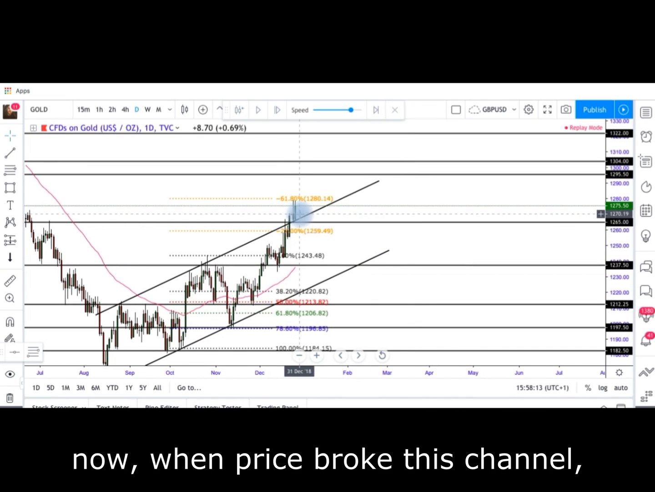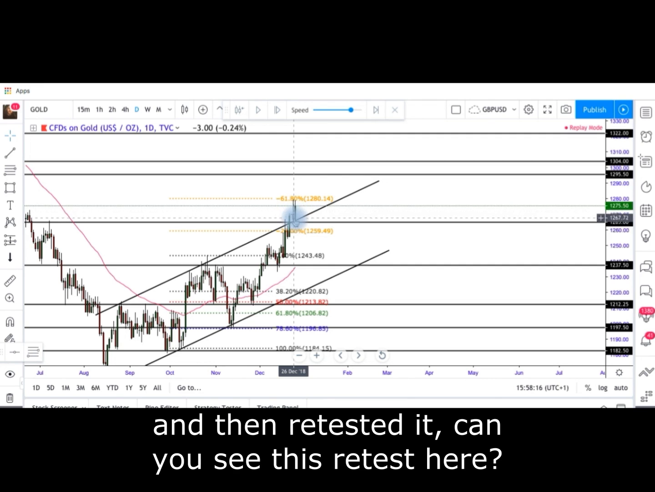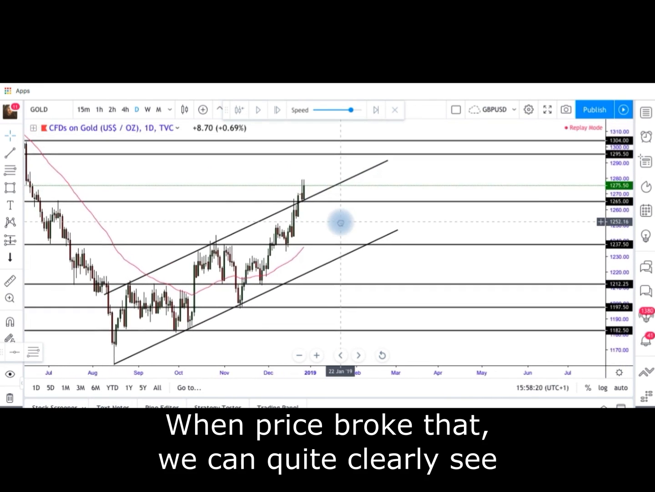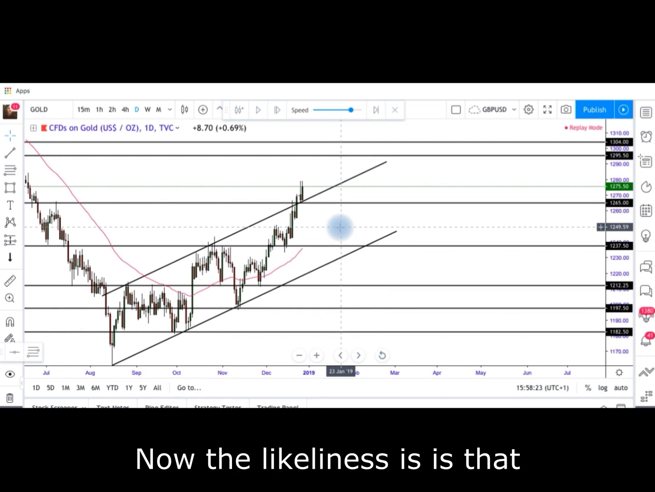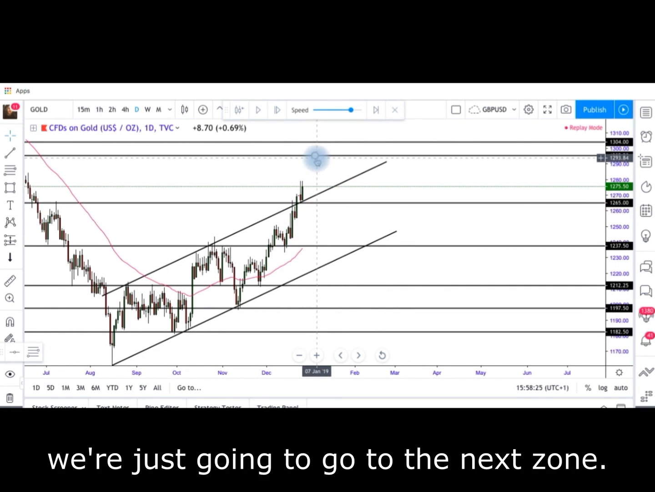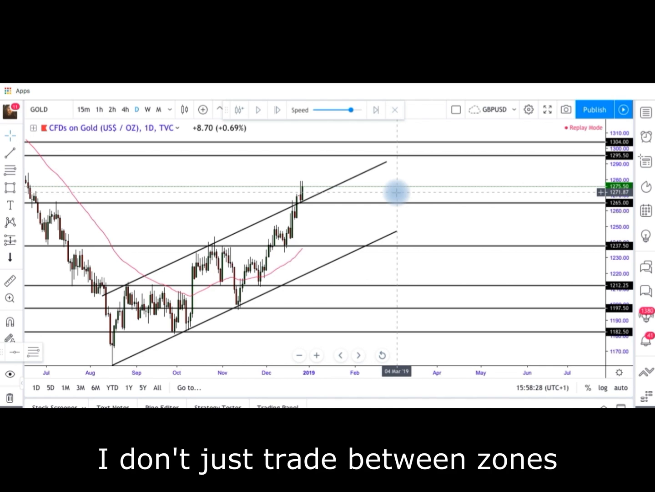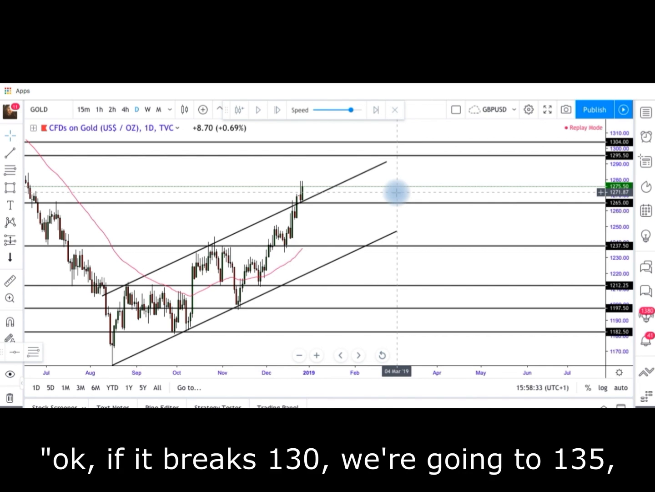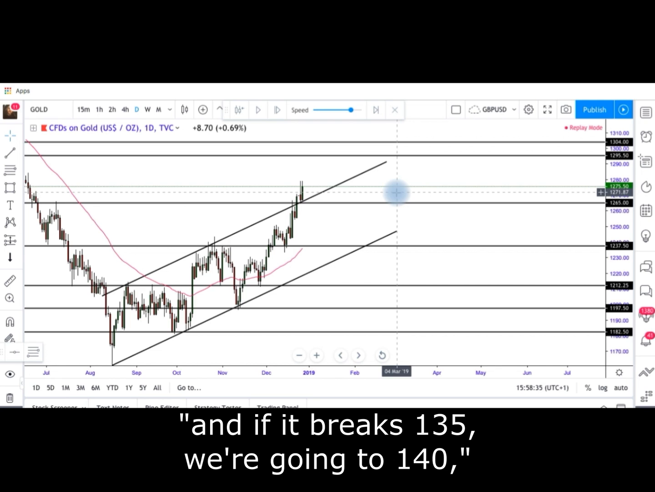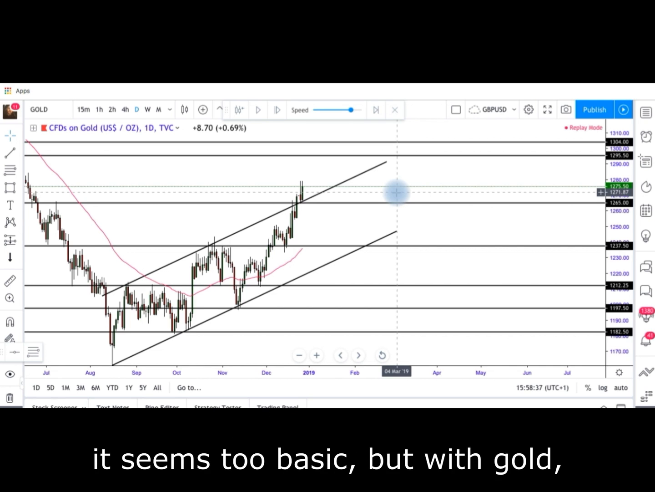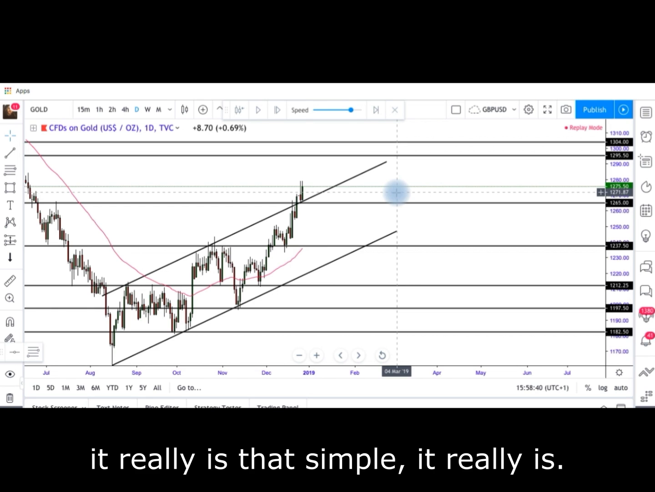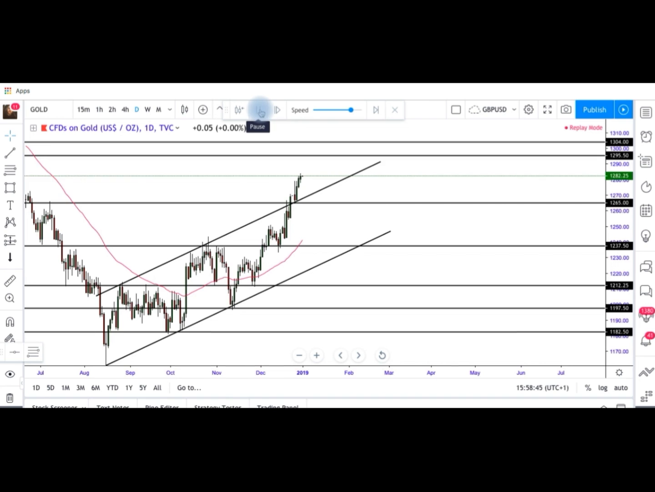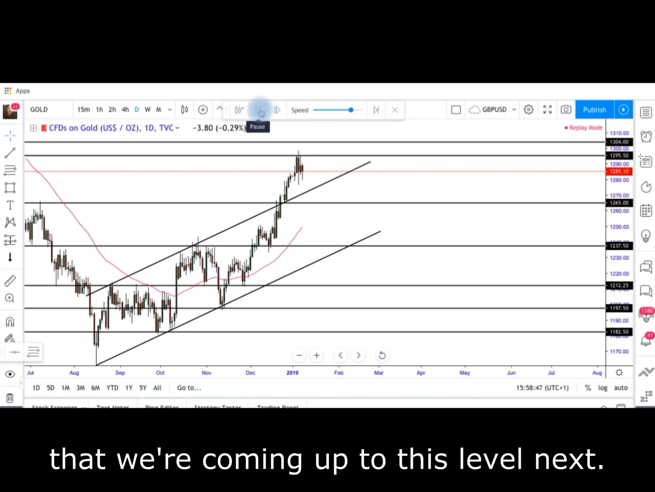Now, when price broke this channel and then retested it, can you see this retest here? When price broke that, we can quite clearly see that we're going a lot higher. The likeliness is that once we've broken this zone, we're just going to go to the next zone. Now, this is not how I normally trade. I don't just trade between zones because it seems far too easy to say, okay, if it breaks 130, we're going to 135. If it breaks 135, we're going to 140. It seems too basic, but with gold, it really is that simple. So once we break this, we know that we're coming up to this level next.